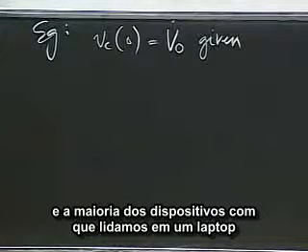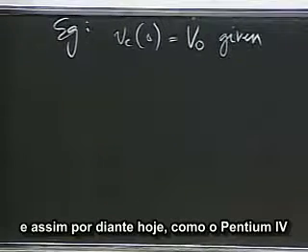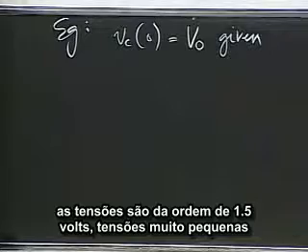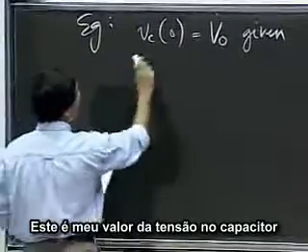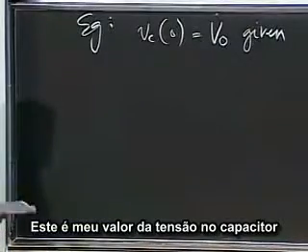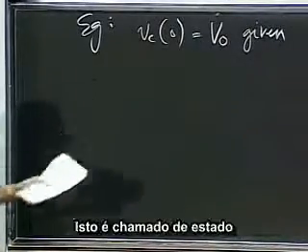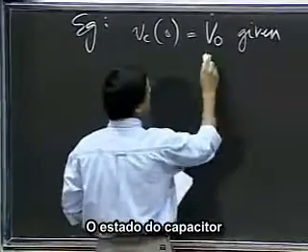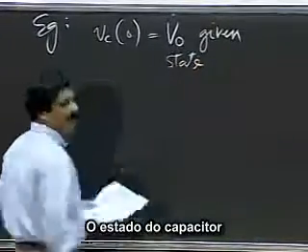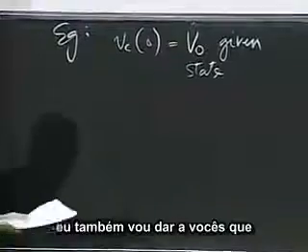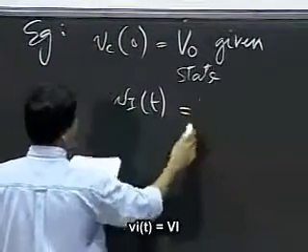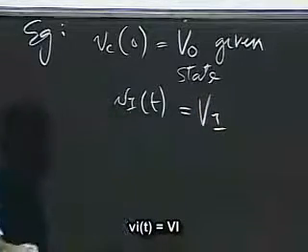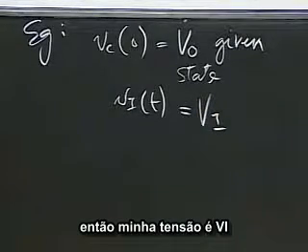In most of the devices we deal with in laptops and so on today, like the Pentium 4, voltages are on the order of 1.5 volts, very, very small voltages. All right? And so that's the value on the capacitor, the voltage. That's called the state. This is called the state. Capacitor state. It's the state of the capacitor. And I also give you that VI of t is VI. Okay? So my voltage is VI.